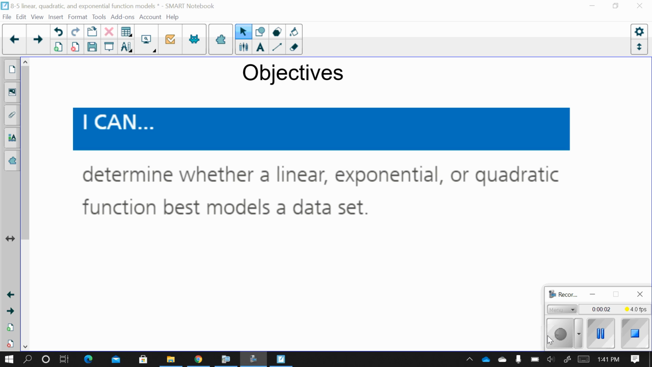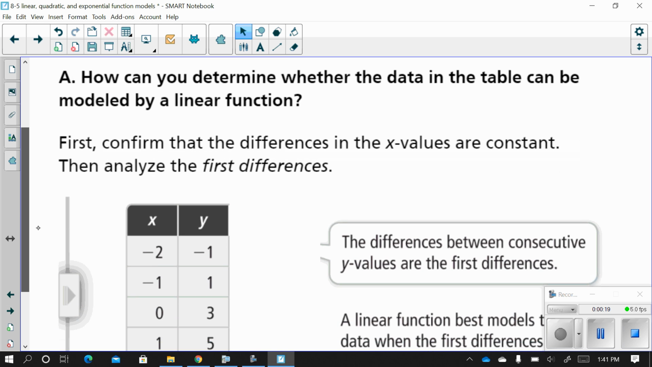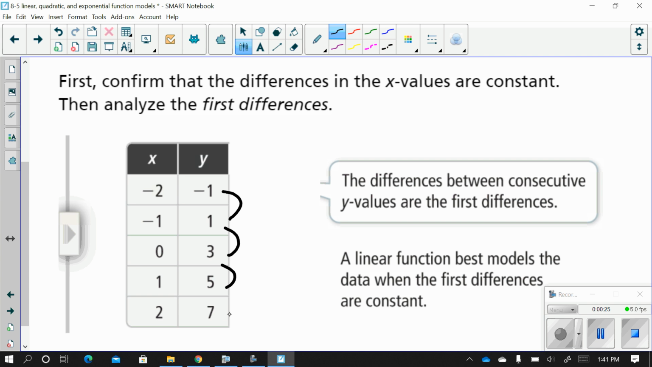Last lesson, chapter 8. Our objective is to determine whether a linear, exponential, or quadratic function best models a data set. This is 8.5, linear, exponential, and quadratic models. How can we determine whether the data in the table can be modeled by a linear function? Well, we're pretty good at this. To tell if something's linear or not, we just do the linear loops. We're looking to see if we add the same thing over and over again.